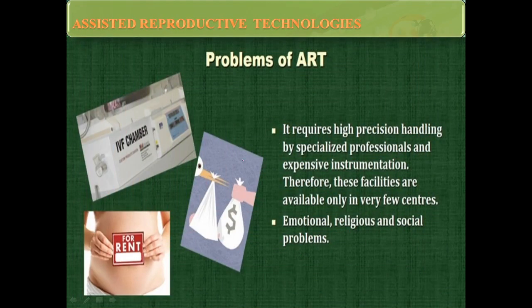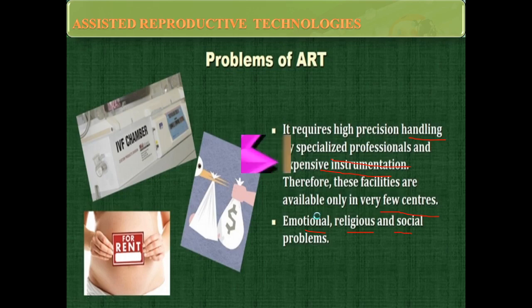The next topic is the problems of ART, that is the problems related to assisted reproductive technology. First, it requires high precision handling by specialized professionals and expensive instrumentation. Therefore, these facilities are available only in very few centers. There are also emotional, religious and social problems.